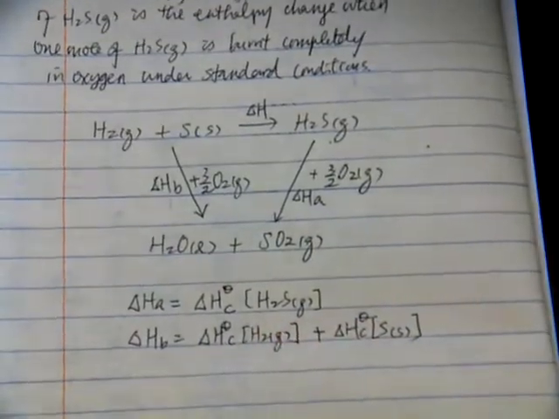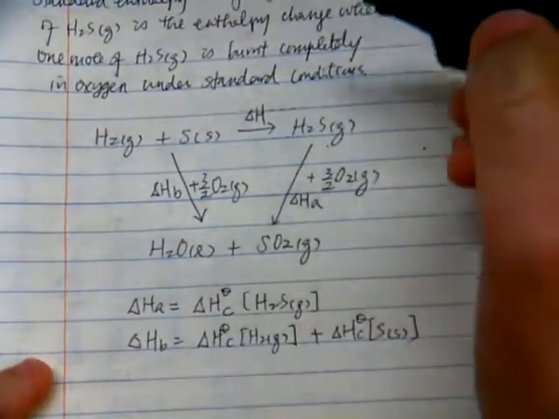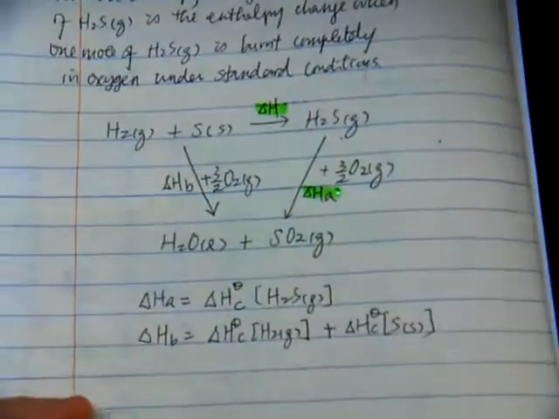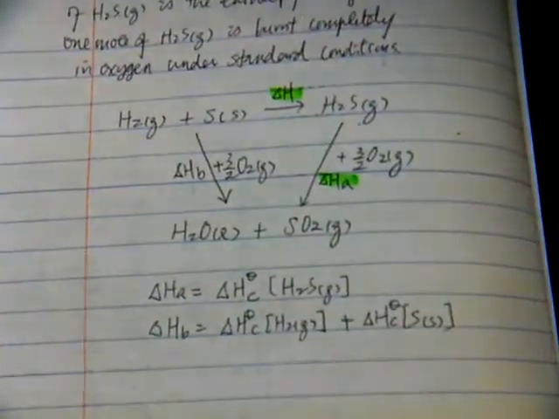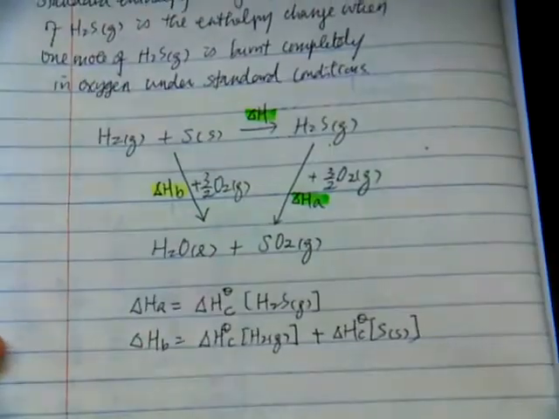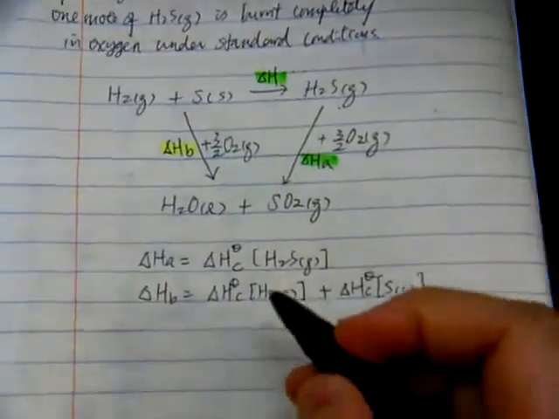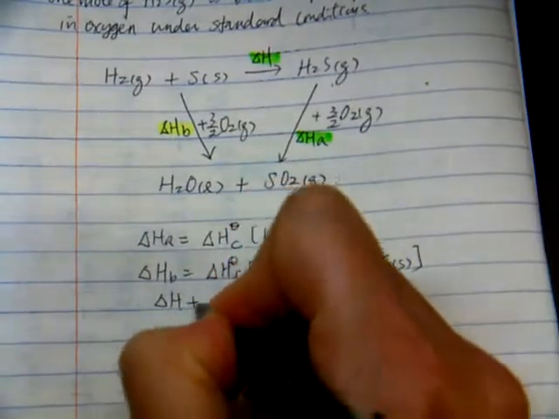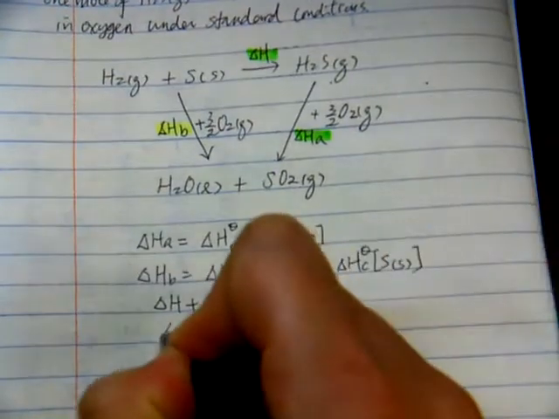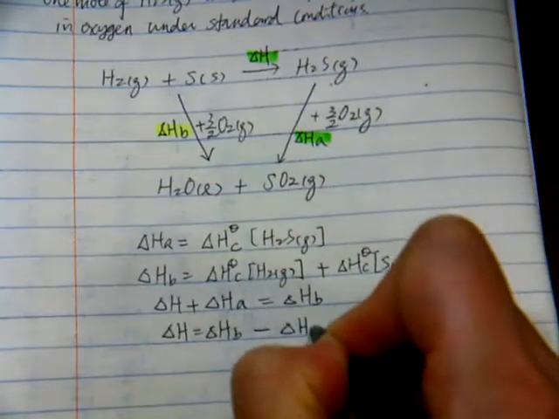Using Hess's law again, take out 2 color highlight pens. Can you find out which 2 are in the same route? Delta H and delta HA belong to the same route. And delta HB belongs to another route. Clockwise, clockwise, anticlockwise. So according to Hess's law, delta H plus delta HA is equal to delta HB. In other words, delta H is equal to delta HB minus delta HA.